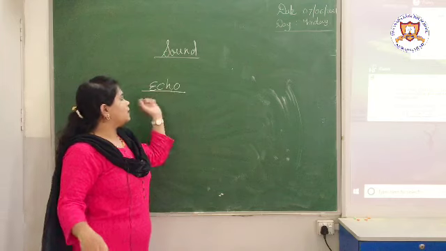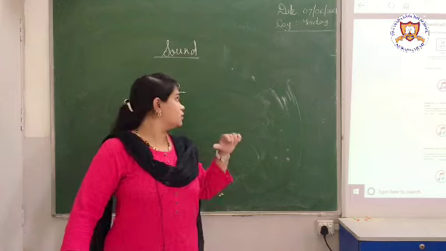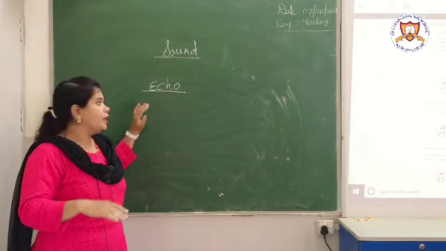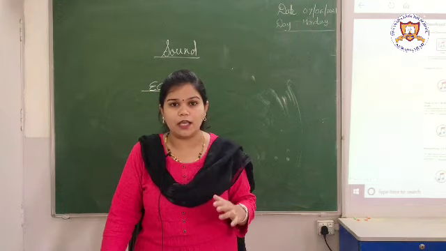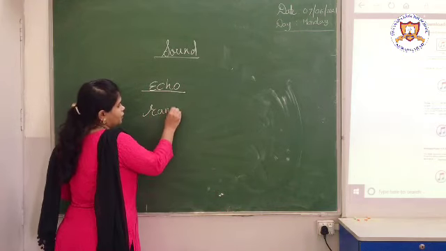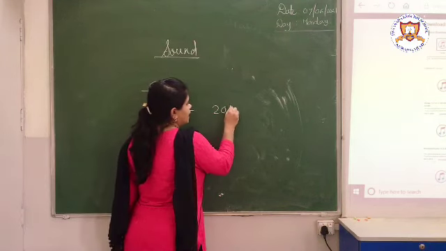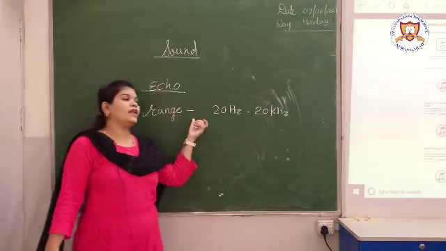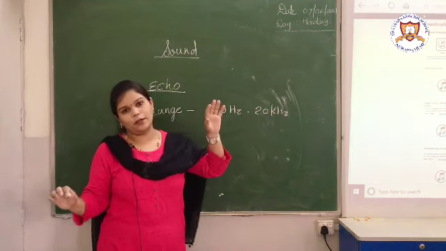Now what exactly happens in the reflection? It needs a particular distance. At how much distance can we hear the echo? It is not that we can hear the echo at every place. Only at some particular distance is there a range. Similarly, what is the range at which a human being can hear sound? The range is 20 Hertz to 20 kilohertz. Sound below 20 Hertz we cannot hear, and sound above 20 kilohertz we cannot hear.